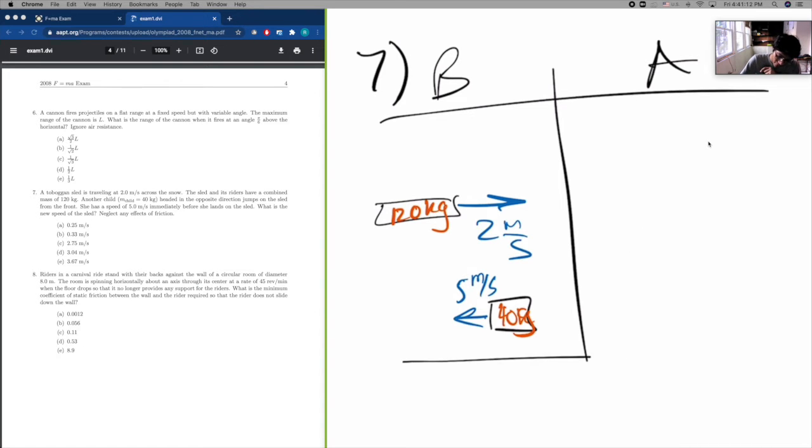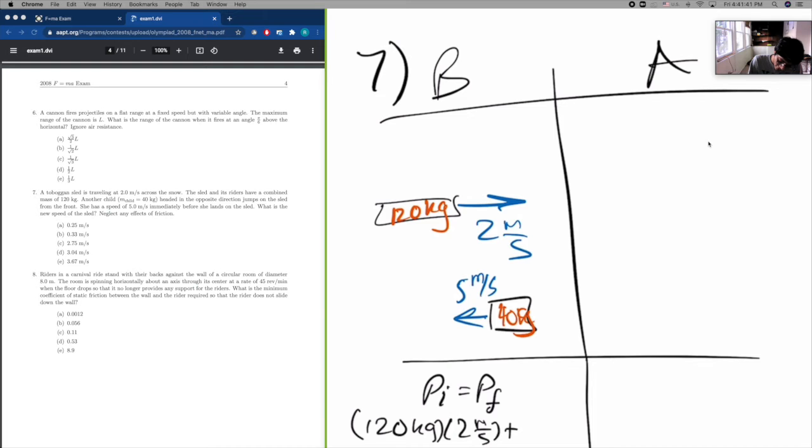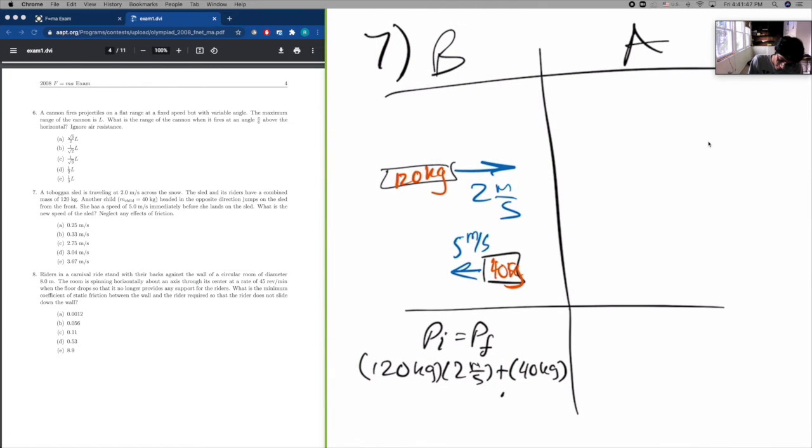So let's find the momentum before. Momentum tells us that momentum initial is equal to momentum final, as long as you don't have any external forces. So Pi is equal to Pf. So what's my Pi here? Well, the momentum is 120 kilograms for my first sled, 120 times 2 meters per second, plus 40 kilograms, and let me zoom out so I can write some more, times negative 5 meters per second, since it's going in the other direction. I always forget that, but somehow I didn't this time.